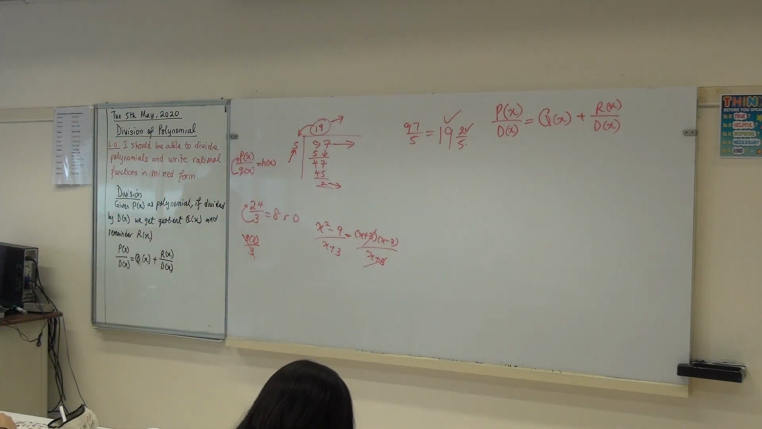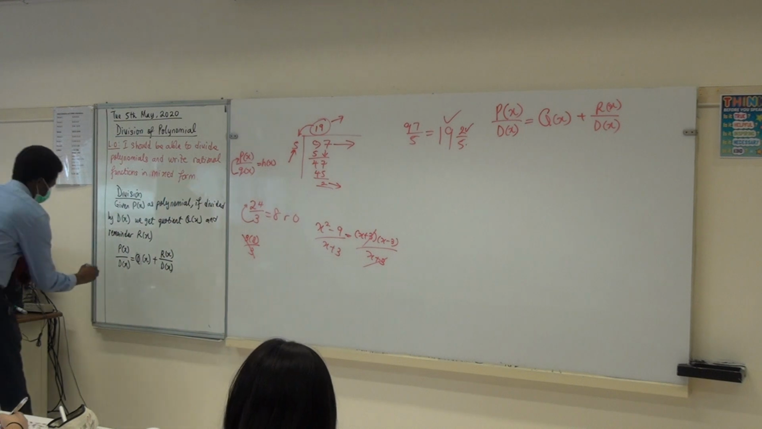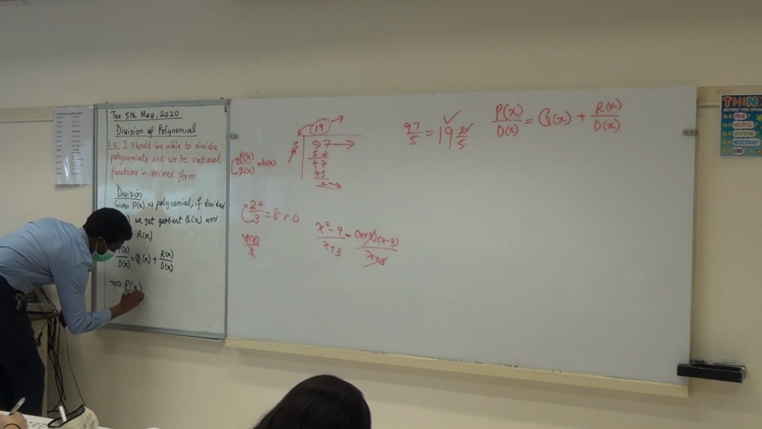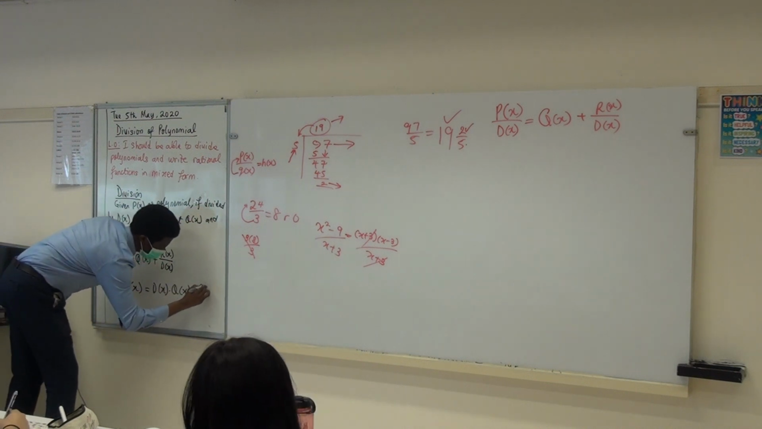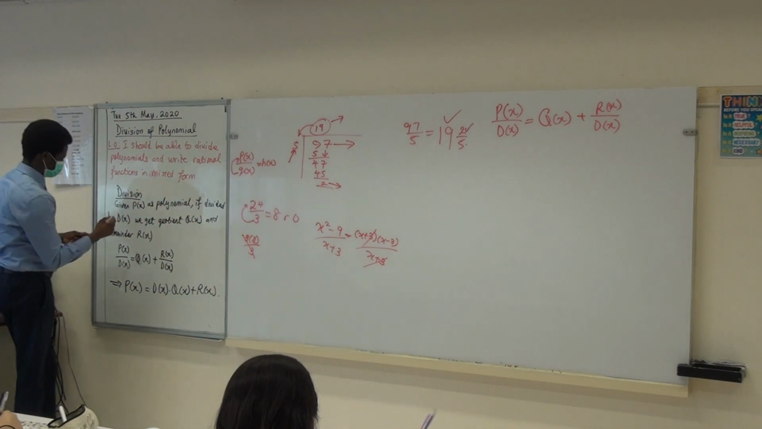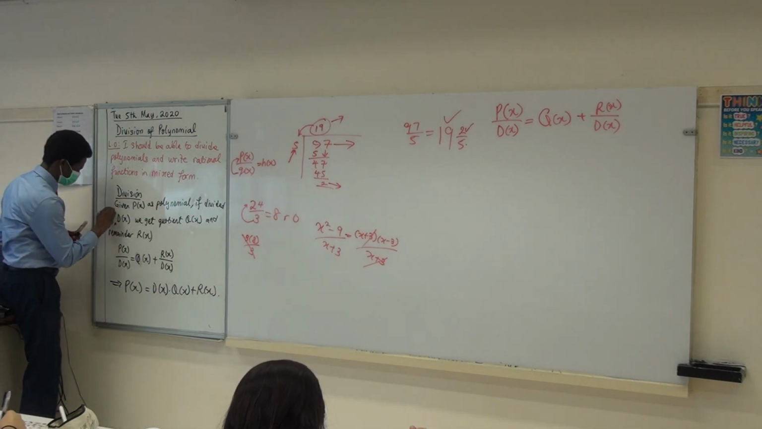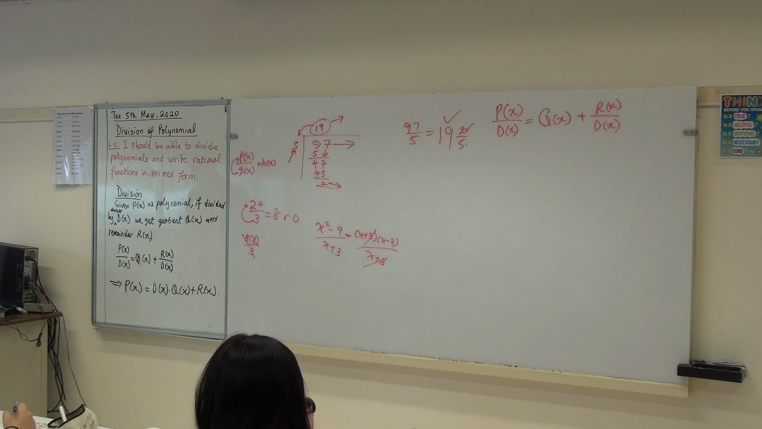And can somebody tell me how to get my polynomial back if all I have is d, q, and r? D times q plus r. That's it. So if I want to get my polynomial back, I'm going to multiply the divisor by the quotient, then add the remainder. I hope everybody knows these are trivial things, so there's no need to waste time. So don't forget, divisor d of x, quotient q of x, remainder r of x.